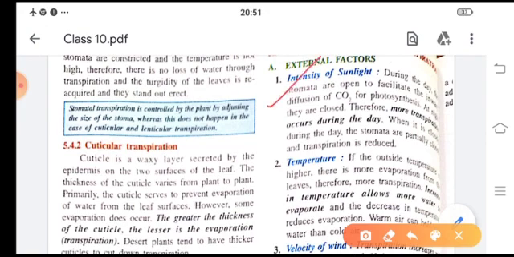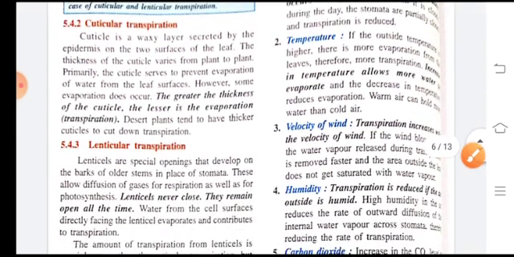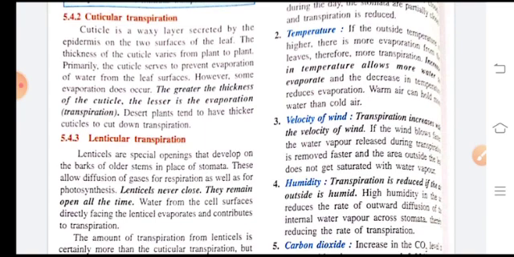During the daytime, the stomata remain open to facilitate the diffusion of carbon dioxide for the photosynthesis process. So there will be more transpiration during the day, less transpiration at night, and there will be no transpiration in the night. The temperature also affects transpiration. If the temperature is higher outside, then the evaporation will be more, there will be more evaporation of the water, and there is an increase in transpiration.